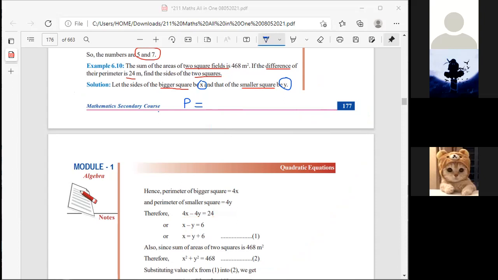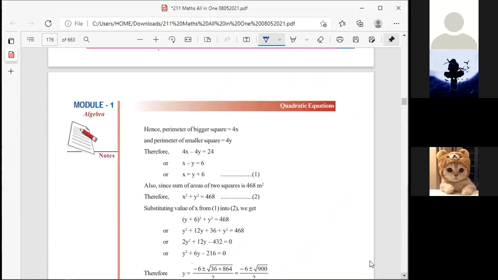For that reason, what I will do is, I will substitute y plus 6 in place of x and solve the equation. Now x square plus y square is 468. If this was a square number, I would have directly taken the square root on both sides and my work would have been done. But because this is not a square number, I'm not going to do this. I am going to substitute the value of x as y plus 6 and solve the equation.